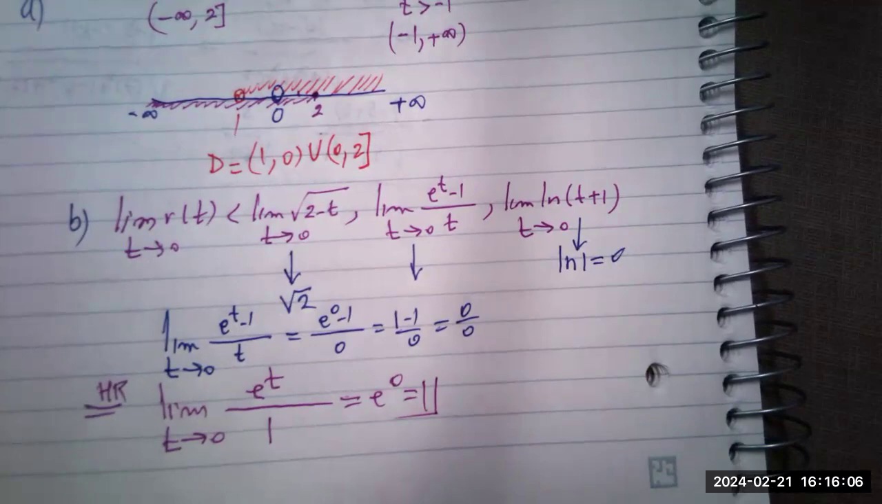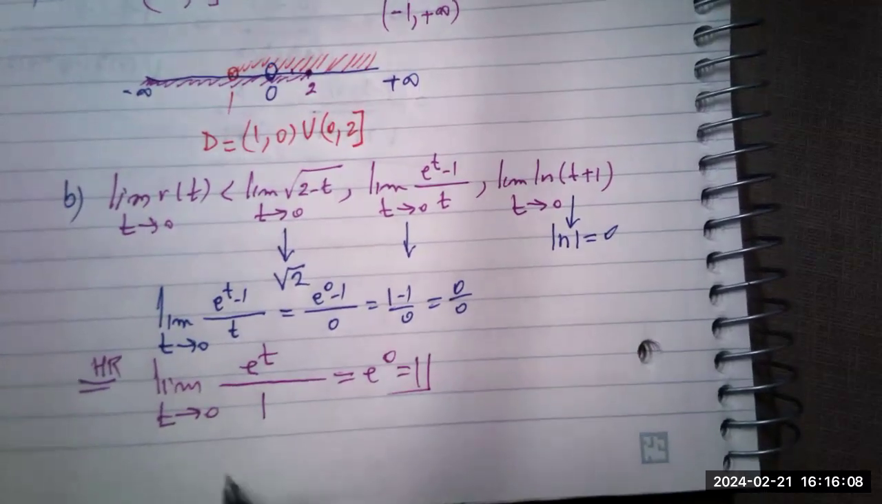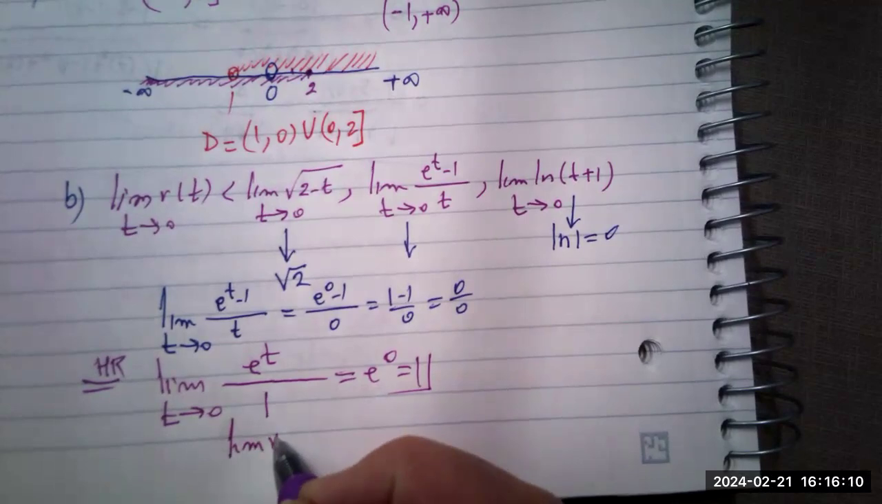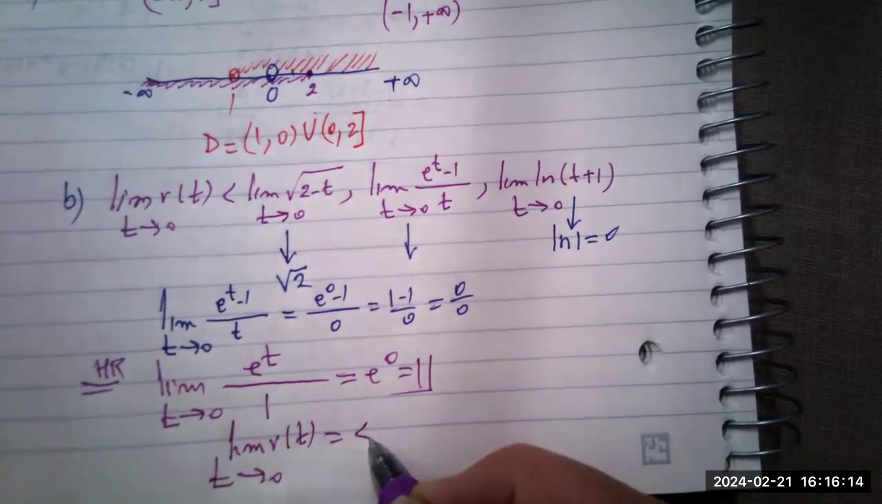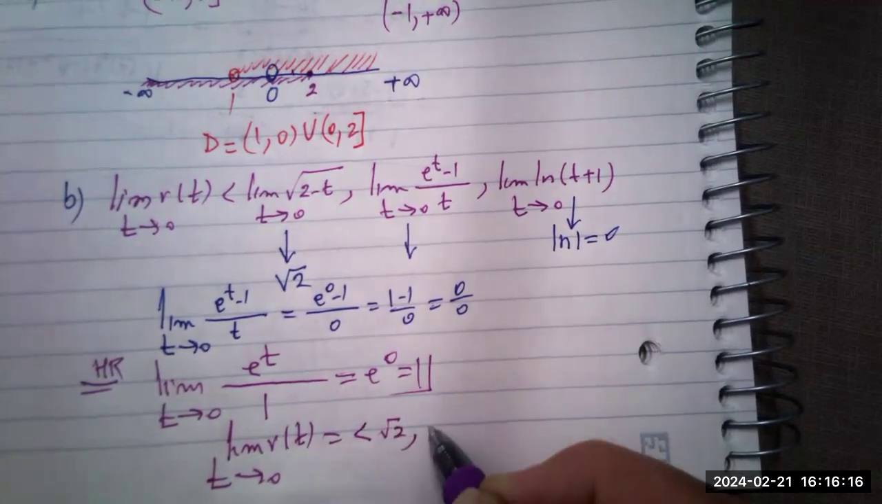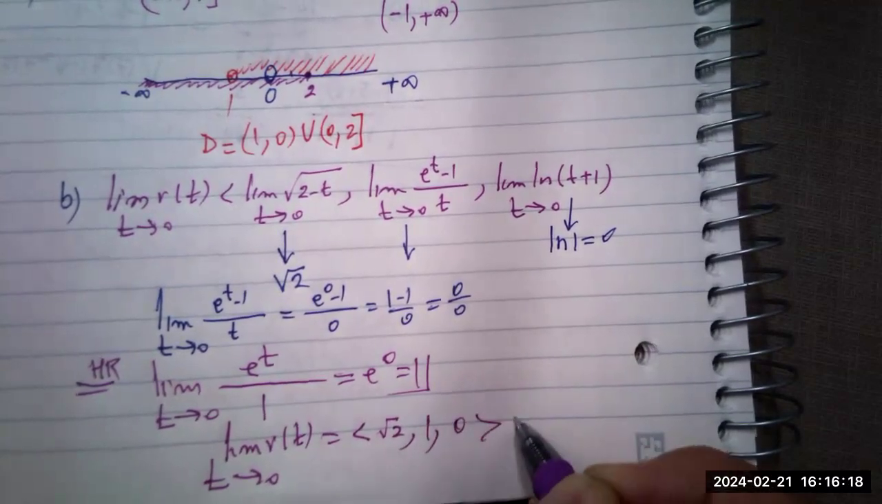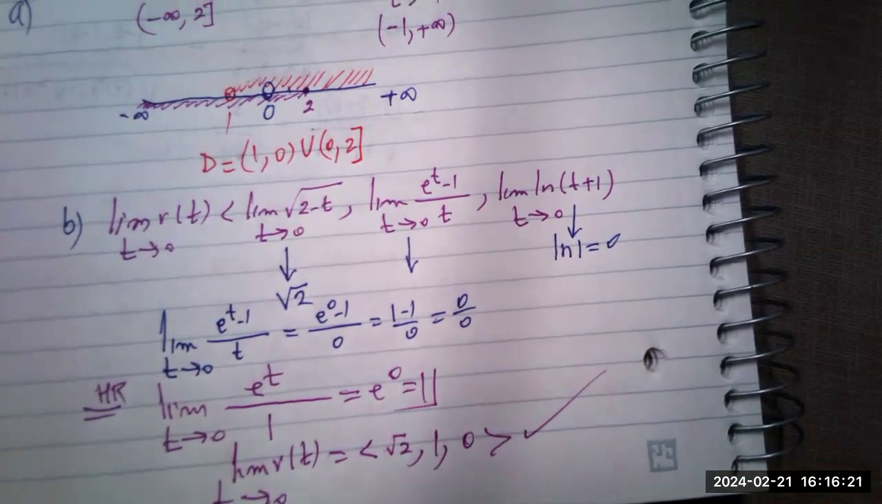So the result is a vector. So what's going to be the result? The limit of r of t as t goes to 0 is the vector radical 2, 1, and 0. So this would be the final answer.